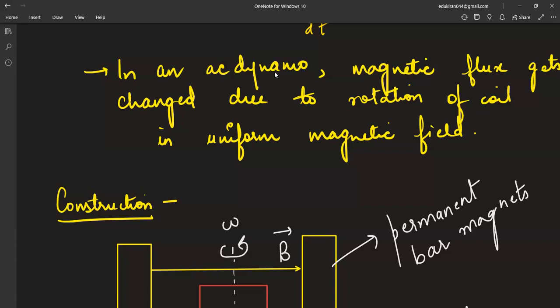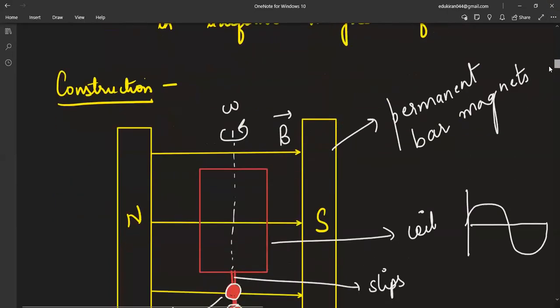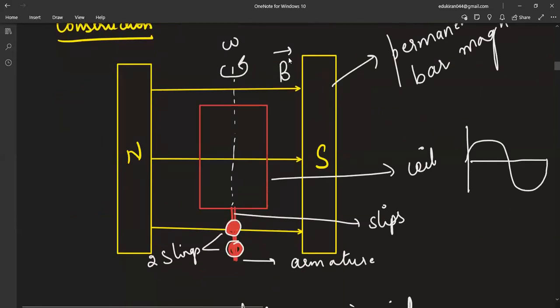Magnetic flux changes, or magnetic flux gets changed, due to rotation of the coil in a uniform magnetic field. This starts rotating. This is a uniform magnetic field. The coil starts rotating in the presence of the magnetic field. And now see class, after studying the entire magnetism, you will not be surprised why this coil is rotating, right? You already know the reasons. Changing magnetic flux, Faraday's law.